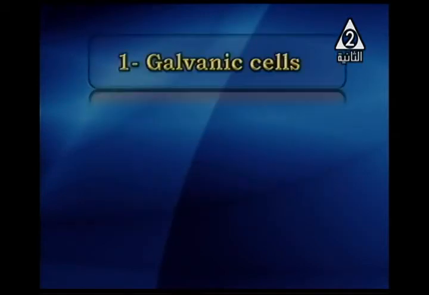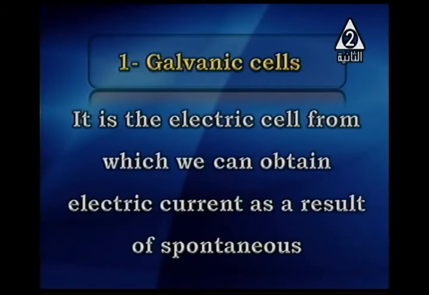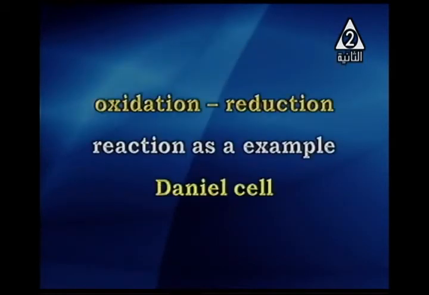It's good to see the first one. We have the galvanic cell. A galvanic cell is an electric cell. Each time we have the definition of these cells. The galvanic cell is a type of electric cell from which we can obtain electric current as the result of a spontaneous oxidation reduction reaction, as in the example of the Daniell cell.